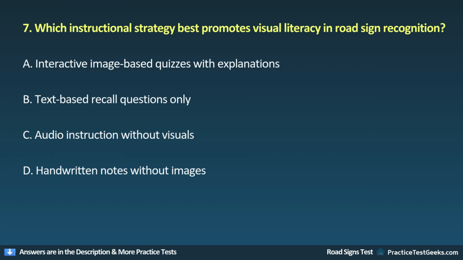7. Which instructional strategy best promotes visual literacy in road sign recognition? A. Interactive image-based quizzes with explanations. B. Text-based recall questions only. C. Audio instruction without visuals. D. Handwritten notes without images.